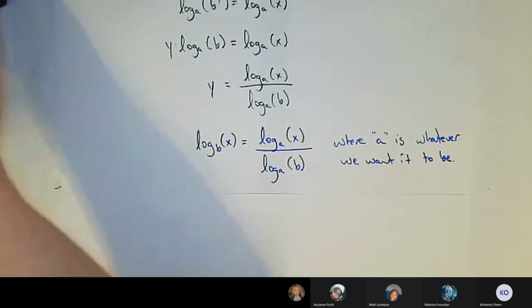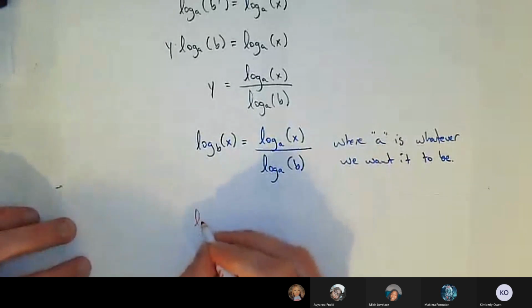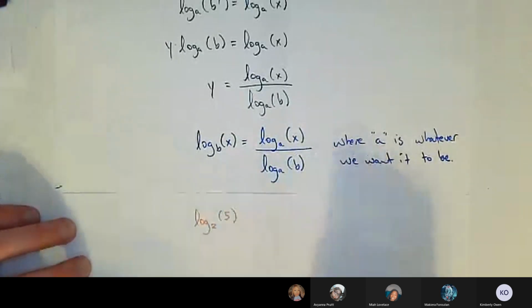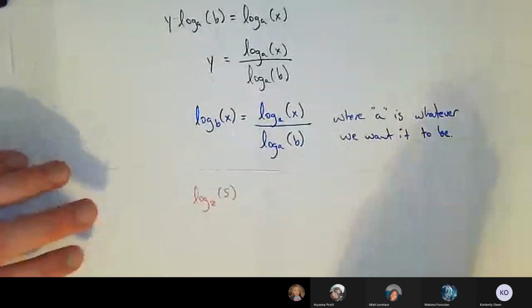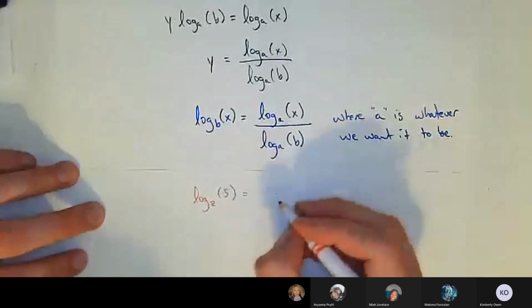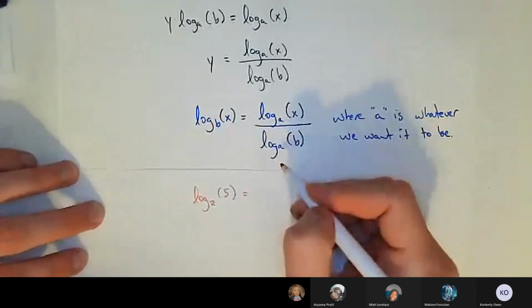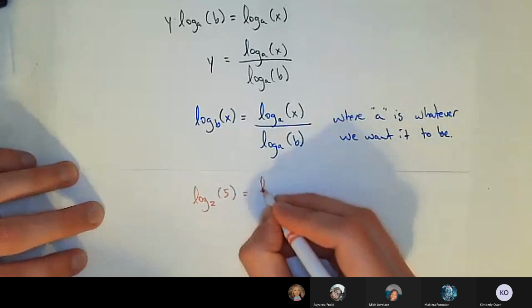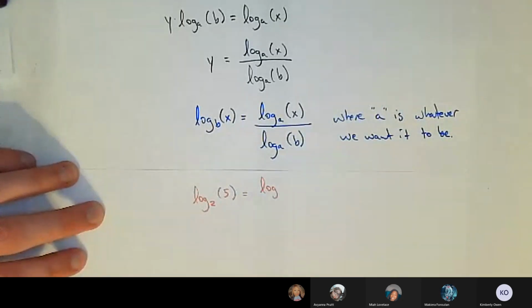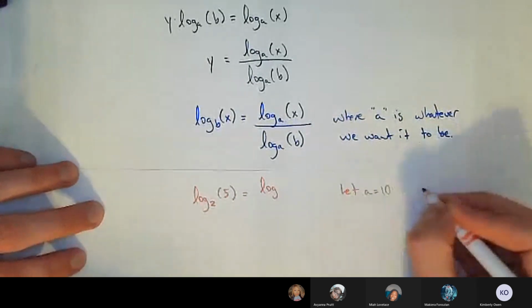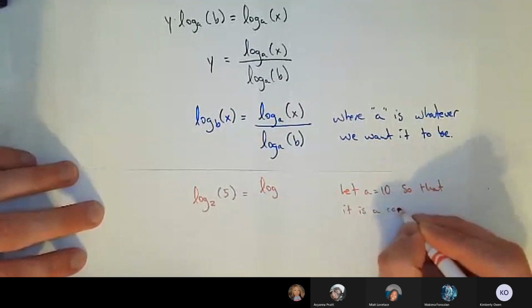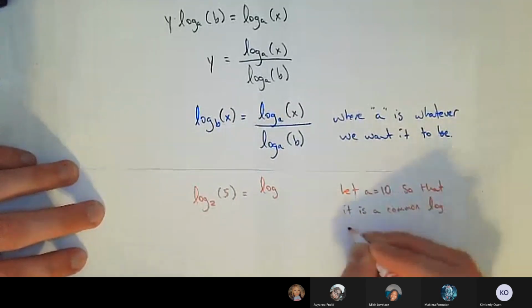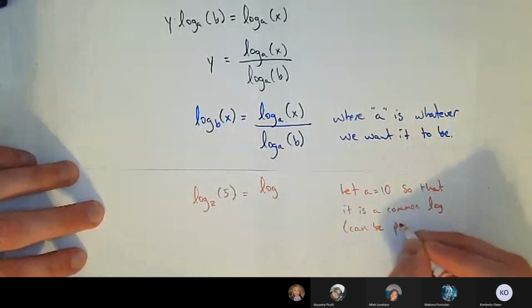So this lets us solve things like log base 2 of 5, which previously we could not have evaluated. We didn't even know how to do it with a calculator. But now this tells me that this is equal to log base a of x, where x is the input of the log. So by the way, what do I want a to be? I'll just let a equal 10 so that it is a common log, which can be plugged into the calculator.